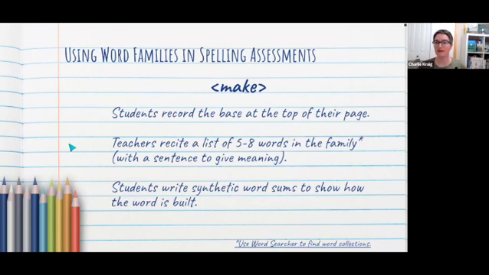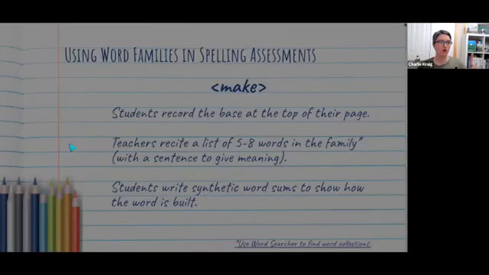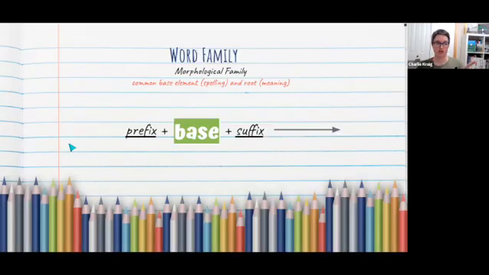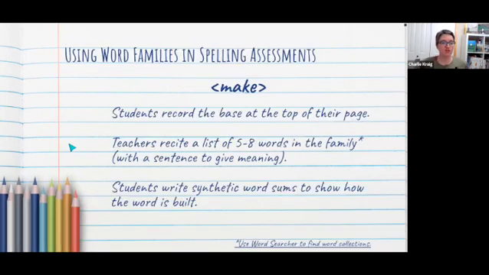I am making a cake for my birthday. Making. And what the students are going to do is they're going to write down the synthetic word sums, which are this structure, where it's this plus this plus this gives you this, as opposed to the opposite. So they're going to write the synthetic word sum to show you how it's built.